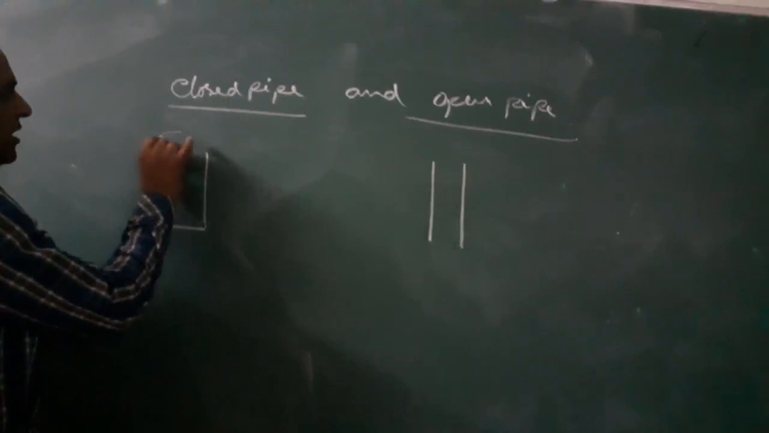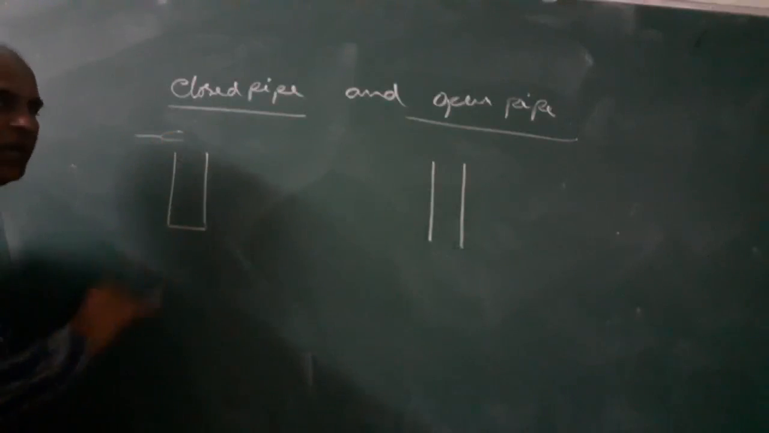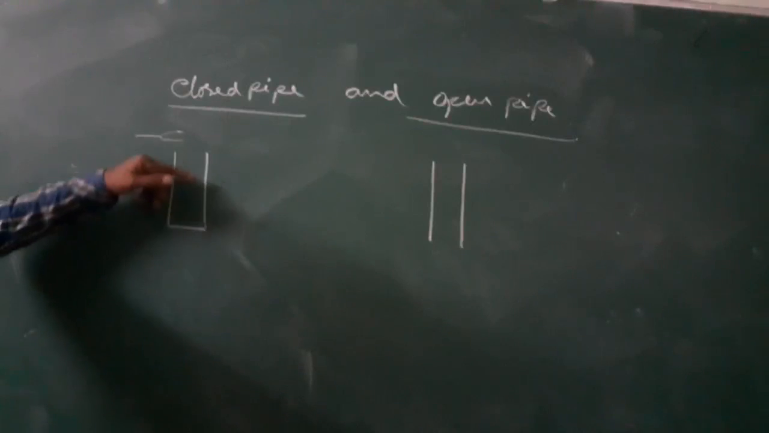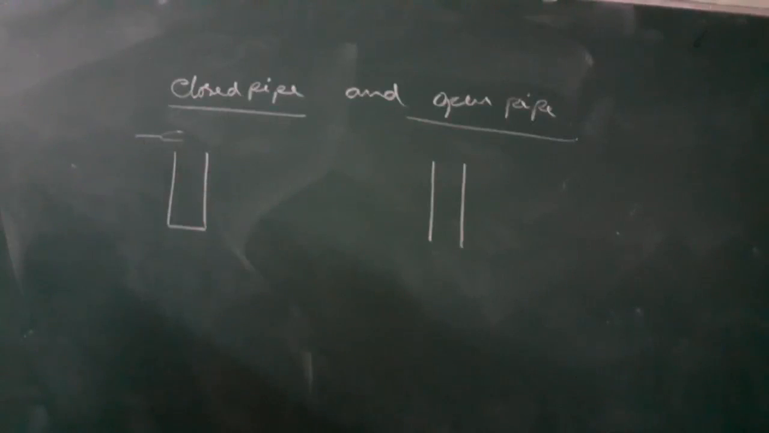First, the tuning fork is vibrated and kept here. The air column is vibrating. Stationary waves are formed because waves are reflecting here.